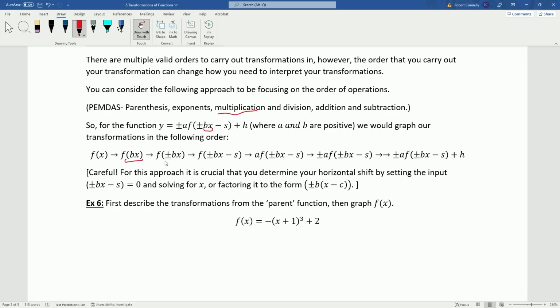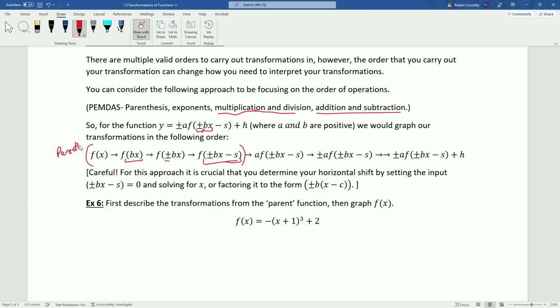And then I deal with this plus or minus. That's multiplication again, but it results in a reflection, but it's really just multiplying by plus or minus 1. So I deal with the b first, assuming b is positive, then the plus or minus, the reflection about the y-axis. Then the minus s here, which is going to be our horizontal shift, right? Because then we get to addition and subtraction, right? So we dealt with the multiplication, division, and addition and subtraction. Now we're done with all of the parentheses, right? So these first steps are all inside the parentheses.